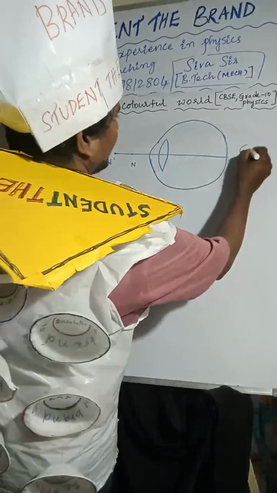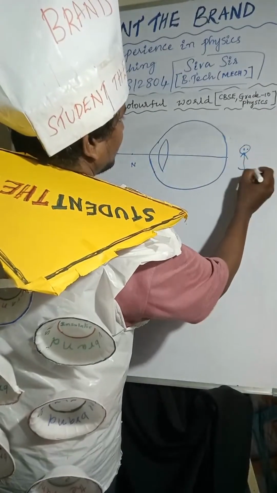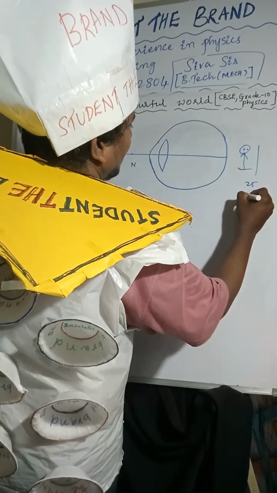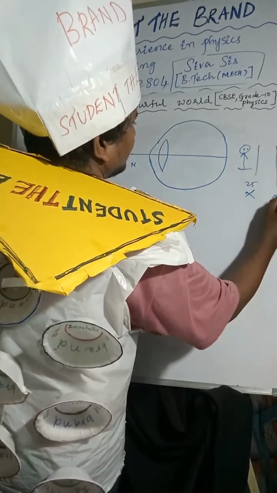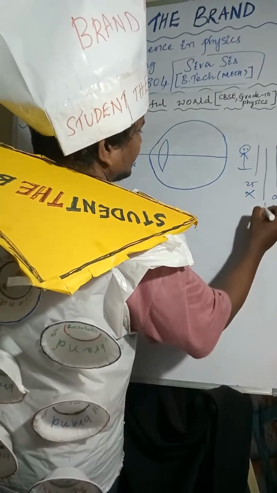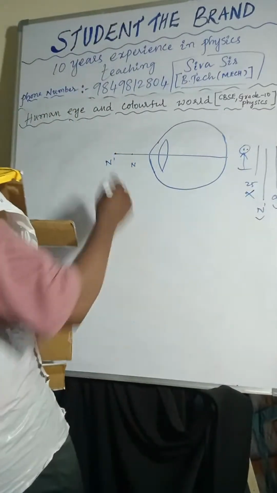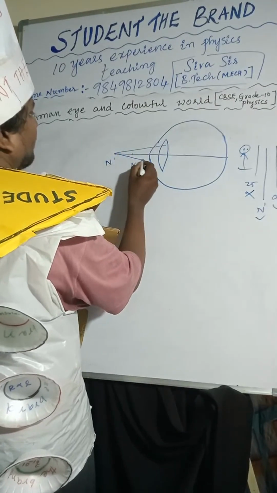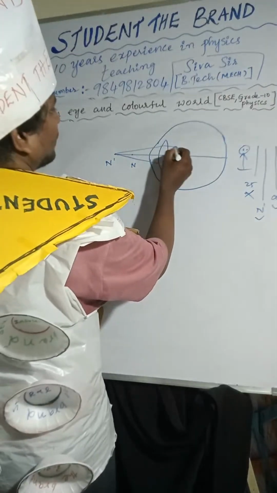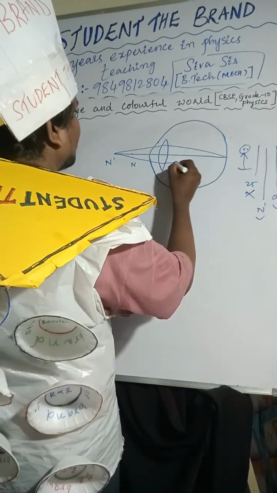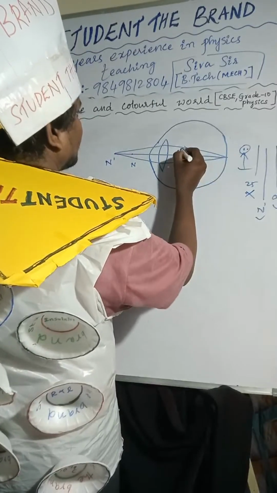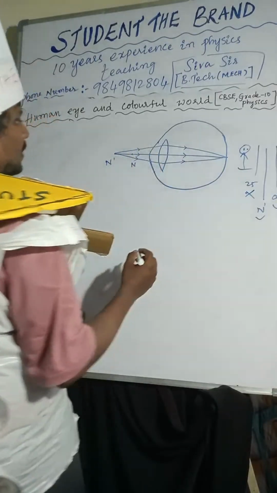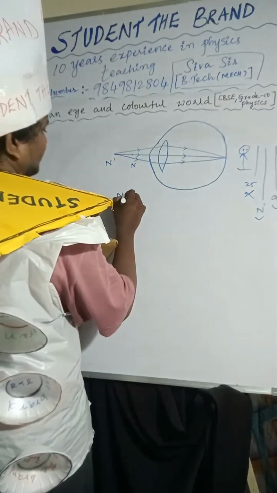So same scenario I said, right? 25 centimeters he can't see. Infinity he can see. But N dash he can see, that is more than 25. So light rays are coming from here. So the near point of the hypermetropic eye.